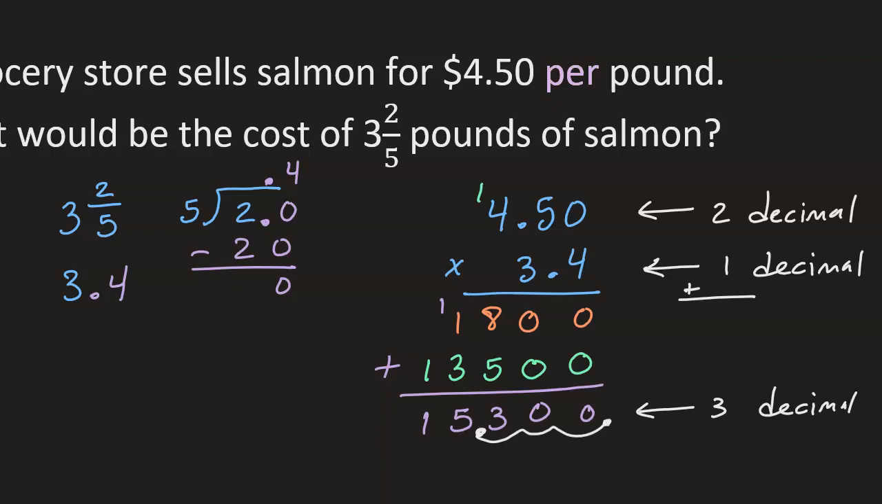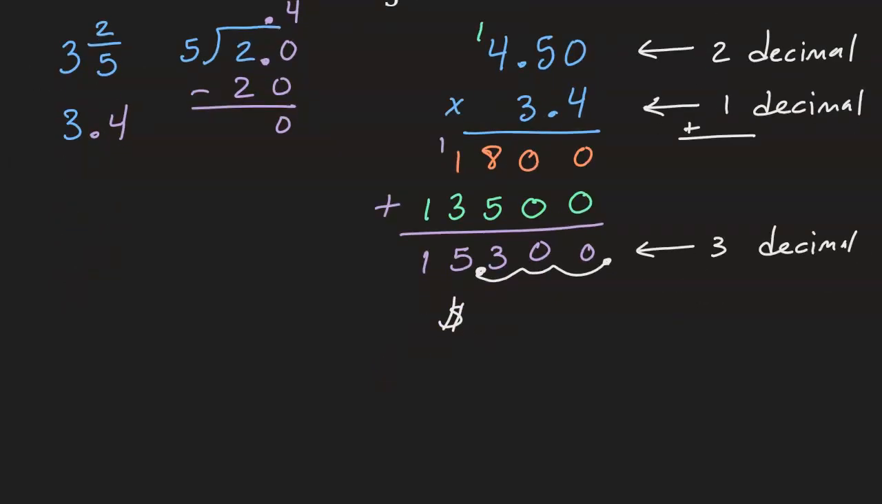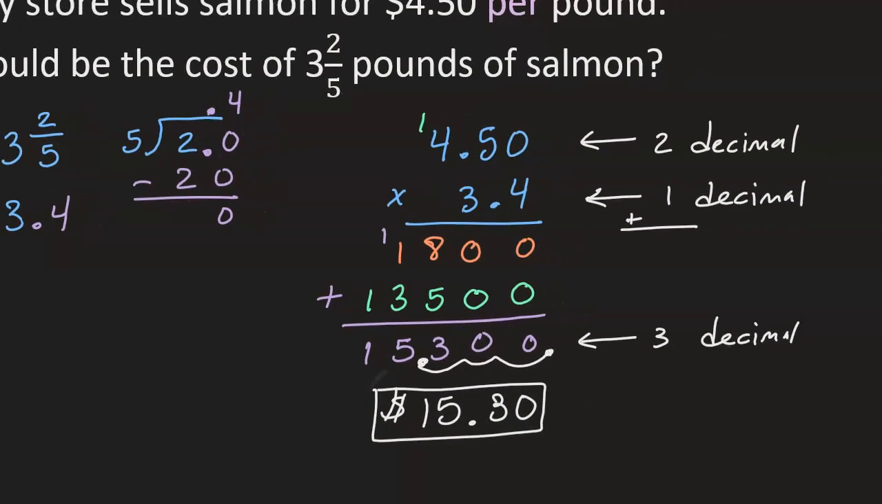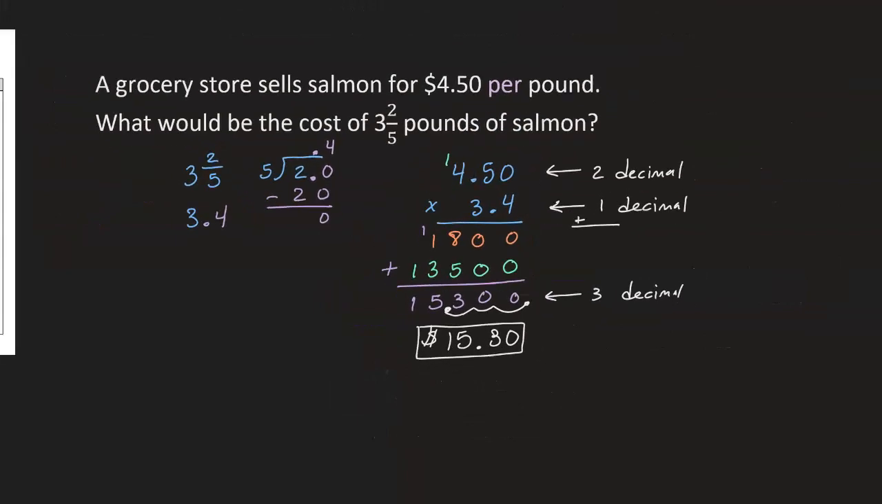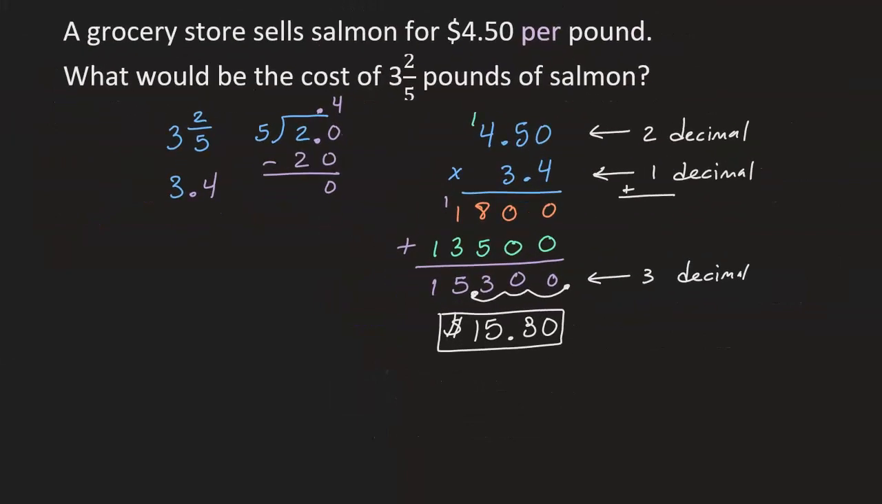However, this was asking what is the cost of 3 2/5 pounds of salmon, meaning this is a money amount. So we don't just write 15.3, we write it to the hundredths: 15.30, or $15.30 is how much 3 pounds and 2/5 would cost. $15.30.